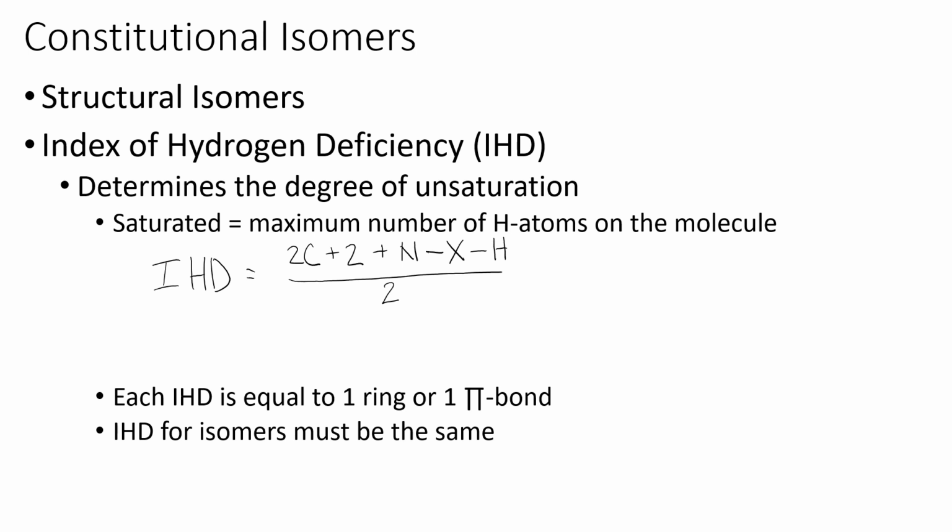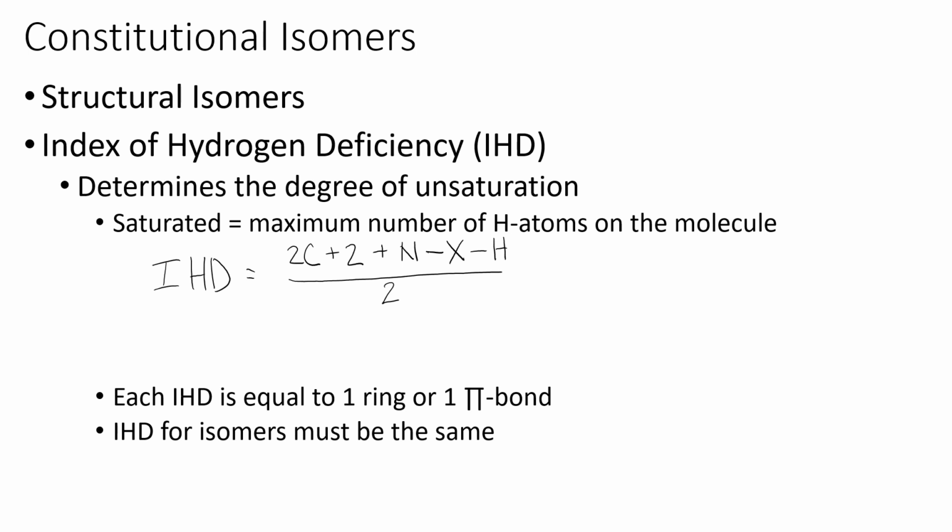If I have a value of 3 for my IHD, it would tell me that I would either have 3 rings within my structure, or I would have 3 pi bonds within my structure, or any combination therein: 1 ring, 2 pi bonds, or 2 rings, 1 pi bond. But I would have to account for that 3 in some combination of rings and pi bonds.